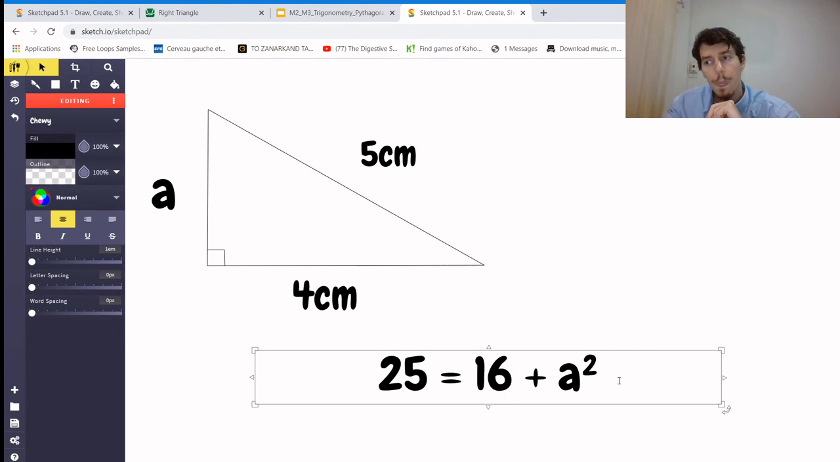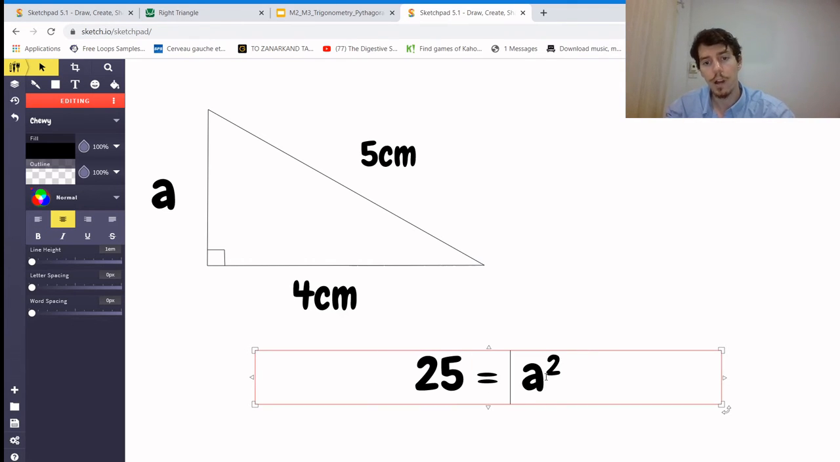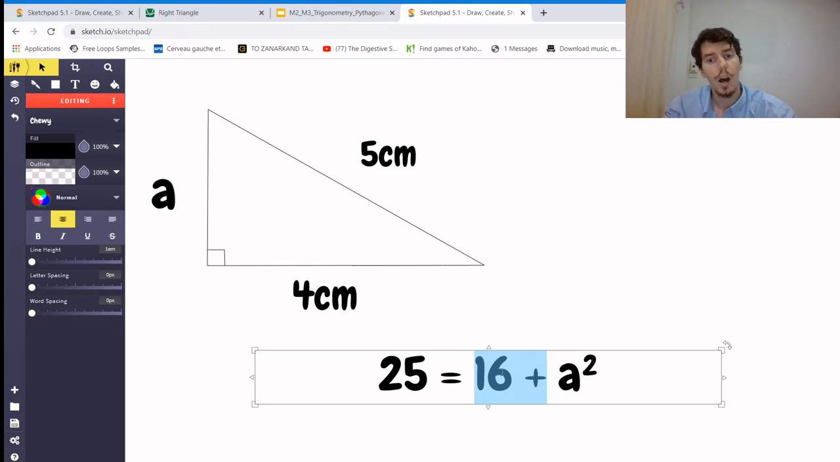Second step. We want to have something where we have the equal sign and one side is only numbers and one side is only variables. We would like to have a square equals something. So we have to get rid of the 16 here. How do we do this?